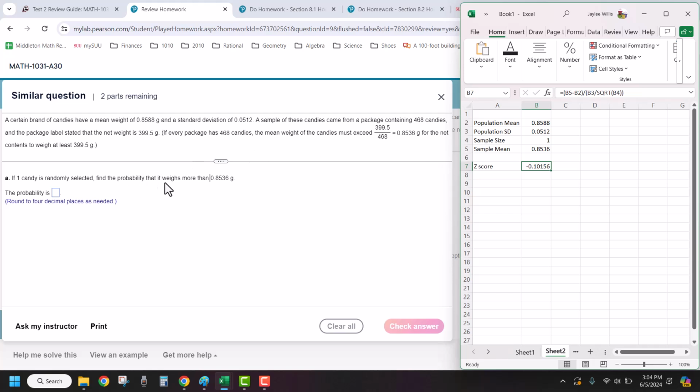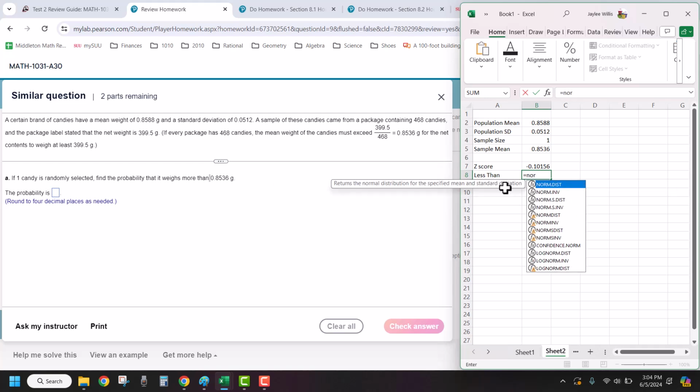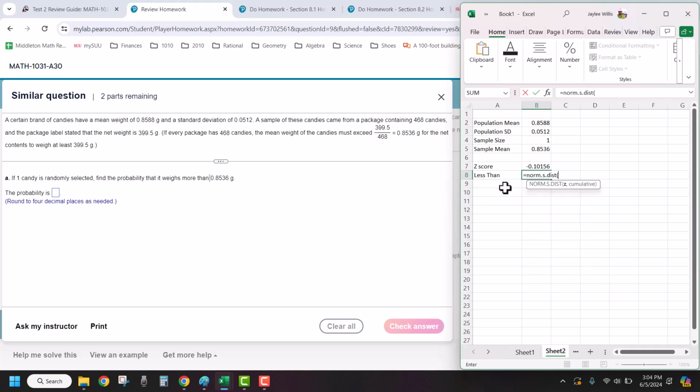And if I want to find the probability that it weighs more than that, that's where I'm going to use my percentile calculation. So remember, the norm.s.dist calculation will tell me the percentage that is less than this particular z-score. So I'm going to do norm.s.dist, and I'm going to choose that z-score and then put a 1. And that tells me that the likelihood that I would select one candy that is less than this value would be about 45%.